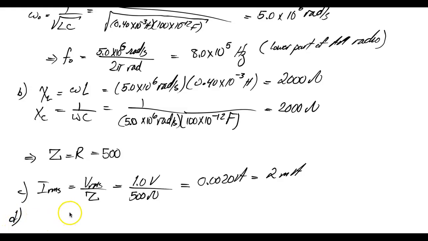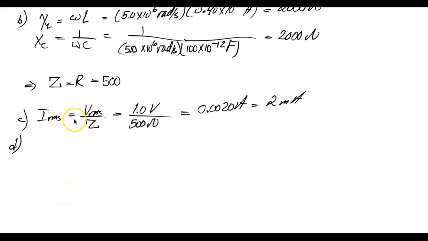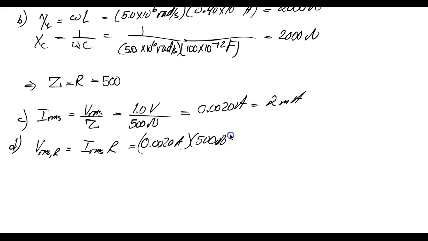Part D asks for the RMS voltage across each circuit element. So V RMS for the resistor would be I RMS times R, which is 0.0020 amps times 500 ohms, which is 1 volt.